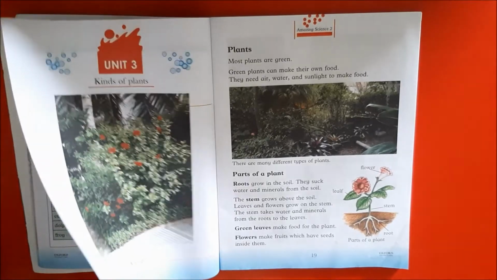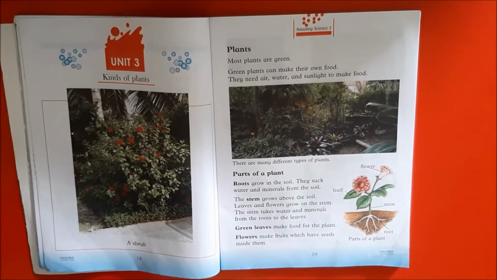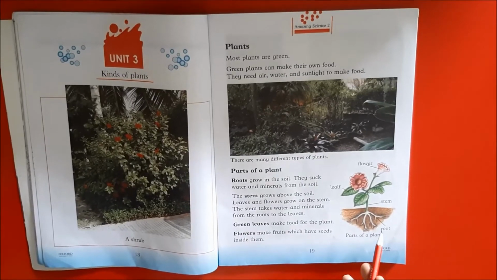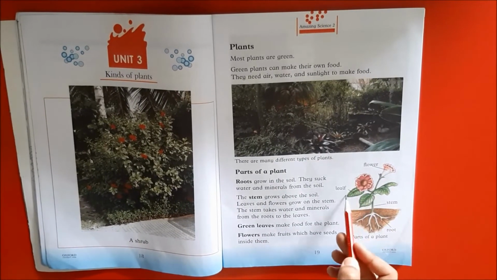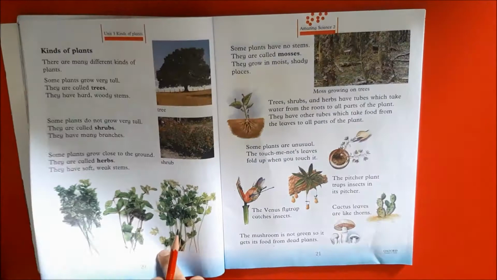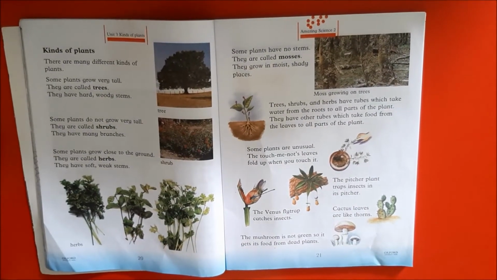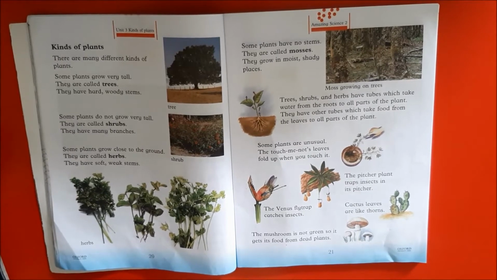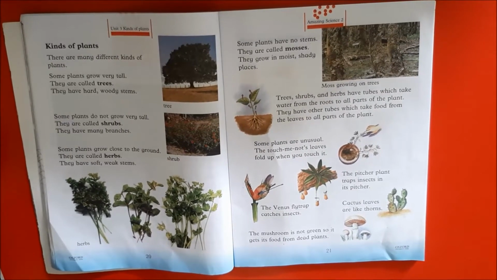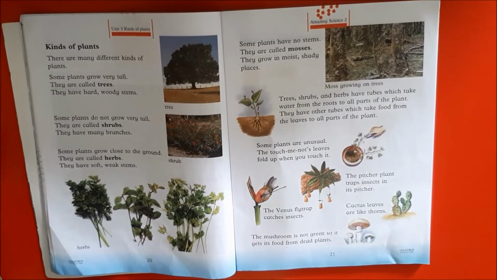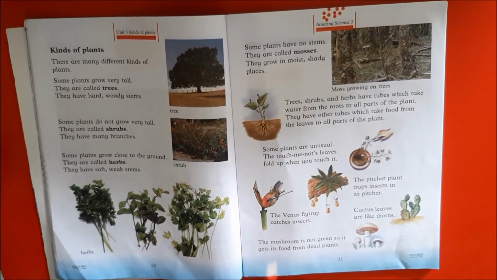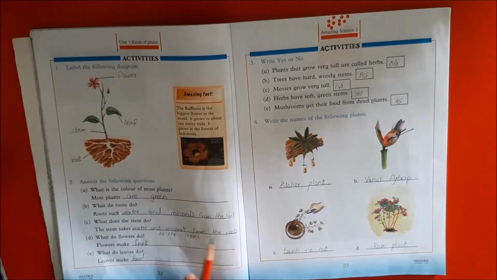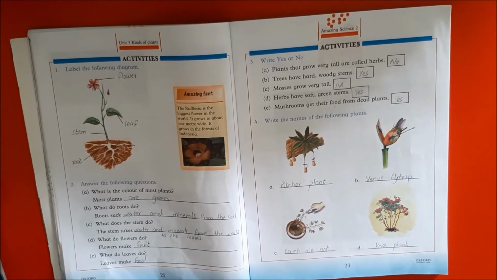Plants: most plants are green. We know that plants are living things. There are different parts of a plant like root, stem, flower and leaf. Kinds of plants: there are different kinds of plants like trees, shrubs and herbs. Some plants are big in size, some plants are very small in size. So there are different kinds of plants given here. So we move towards its exercise.